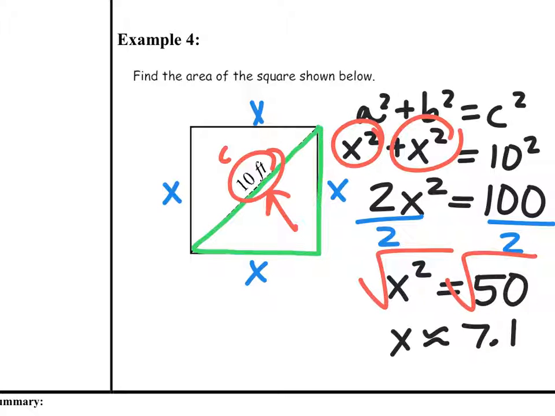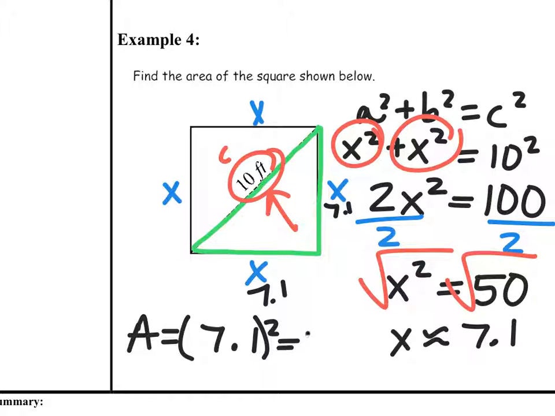So if I know that all of the side lengths are 7.1, then my area is just 7.1 squared. Because we talked about at the beginning of this unit how I can take my side length and square it, and that gives me the area of a square. It should come out to be right about 50.